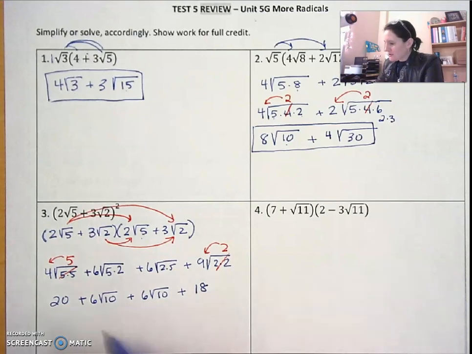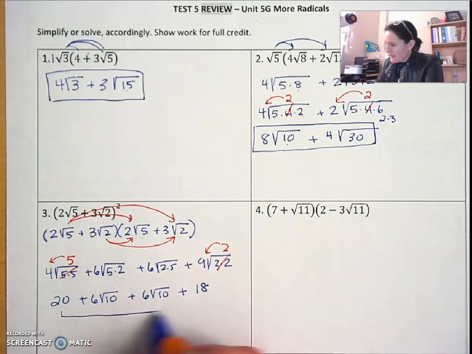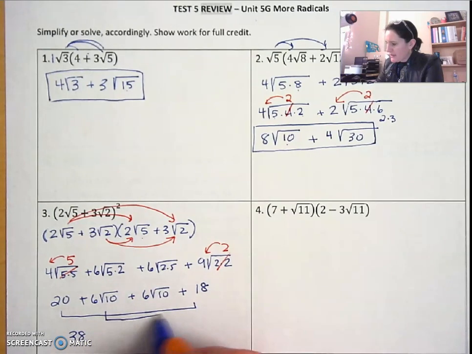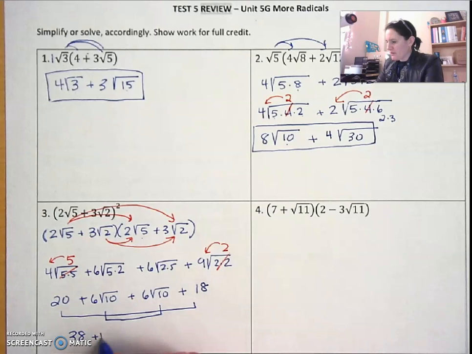So now I look for like terms. 20 and 18 can combine to 38. And then 6 rad 10 plus 6 rad 10 is 12 rad 10.